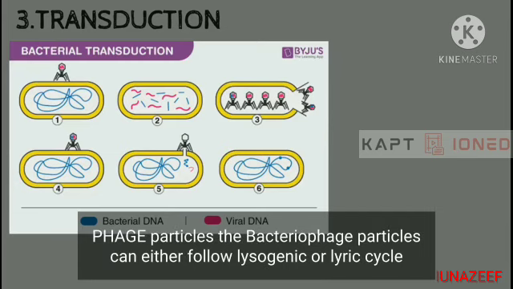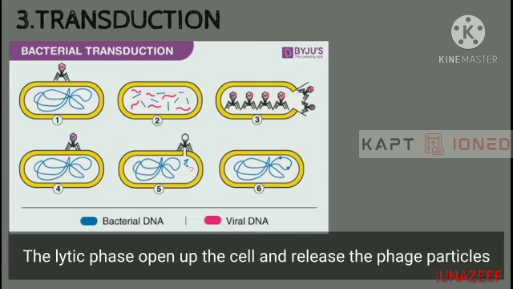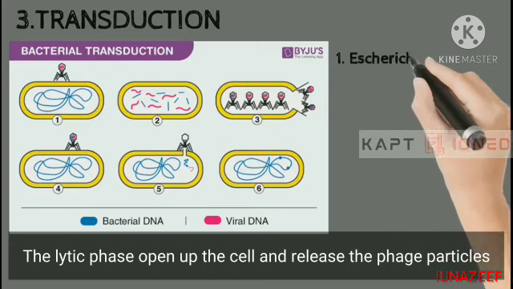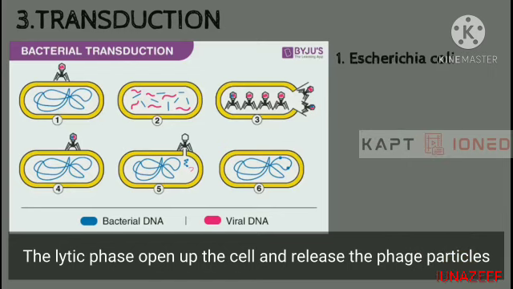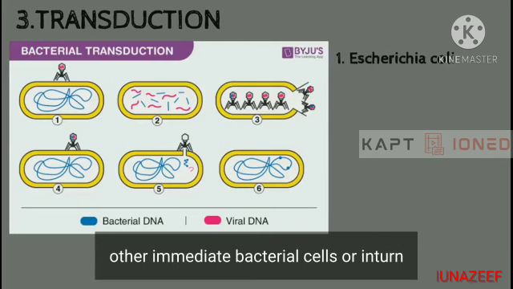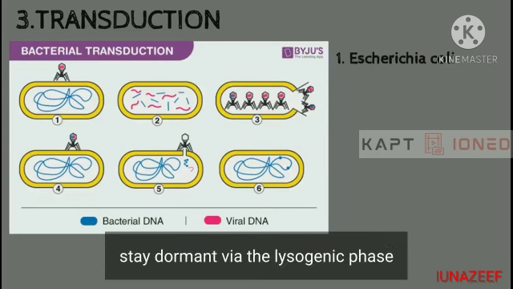The phage particle can utilize either the lytic or the lysogenic phase. In the lytic phase, they burst through the Escherichia coli cell and infect or attack other immediate bacterial cells, or in turn stay dormant via the lysogenic phase.